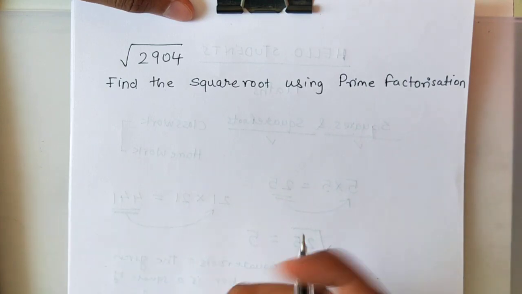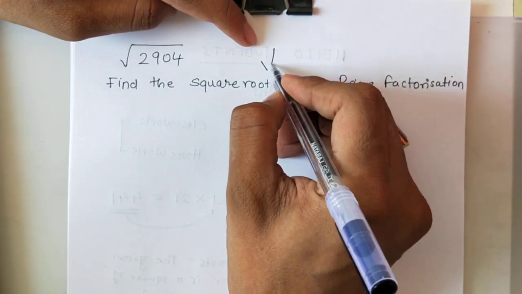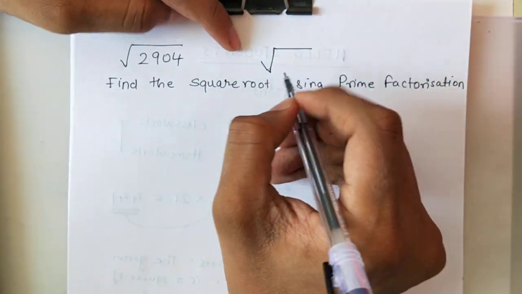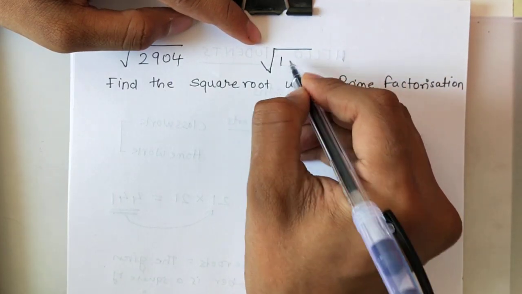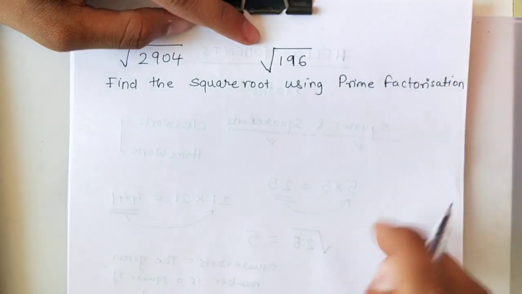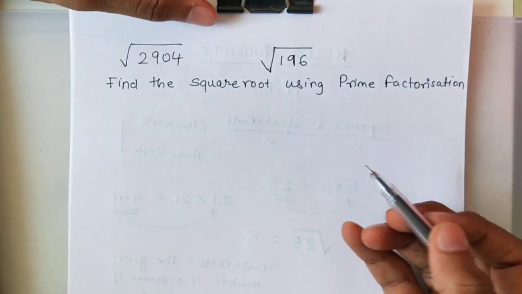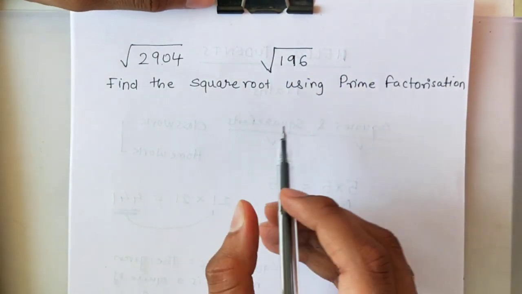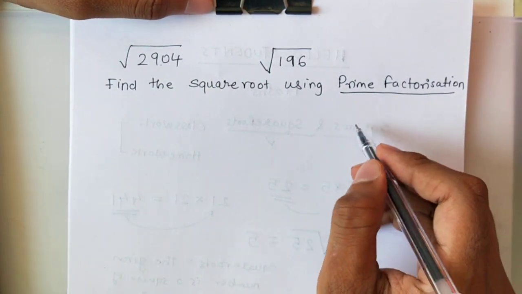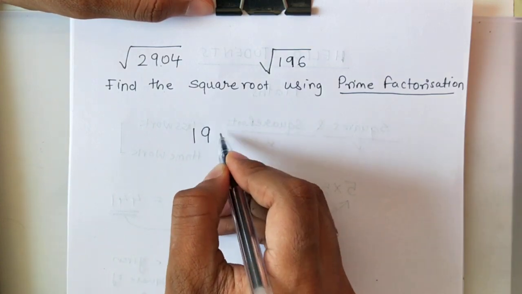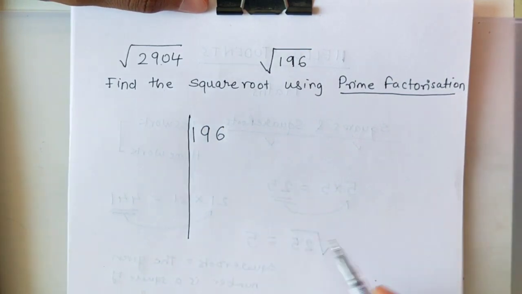I'll take one more number, a smaller number for you. We'll solve two sums here. First we'll solve the smaller one. The smaller number is 196. Now how to do prime factorization? Let's understand. First you write the number 196. Draw a straight line on the left side of the number.